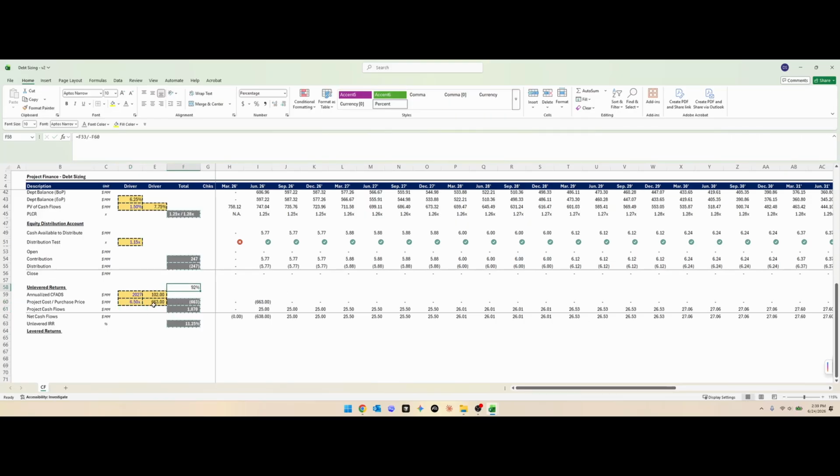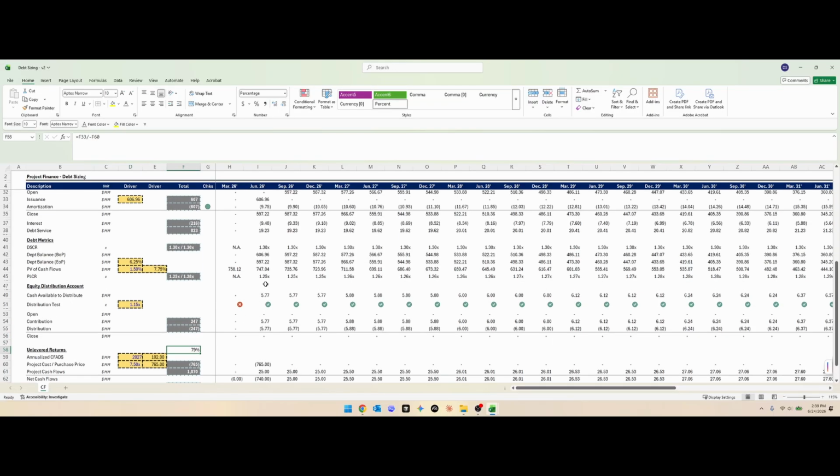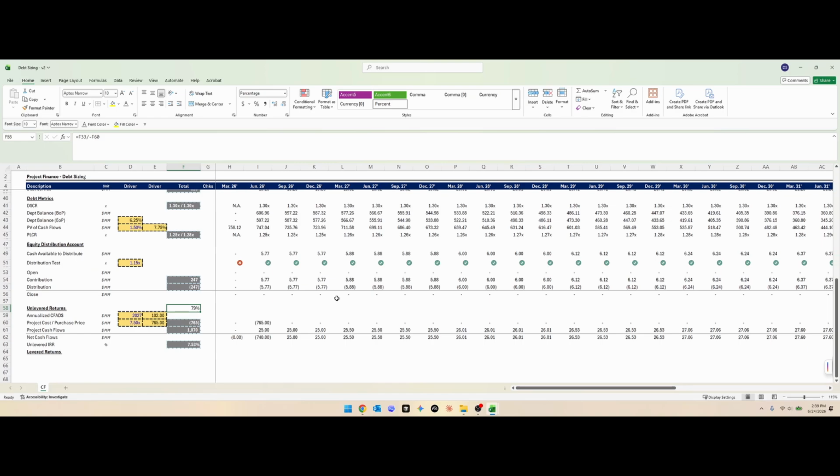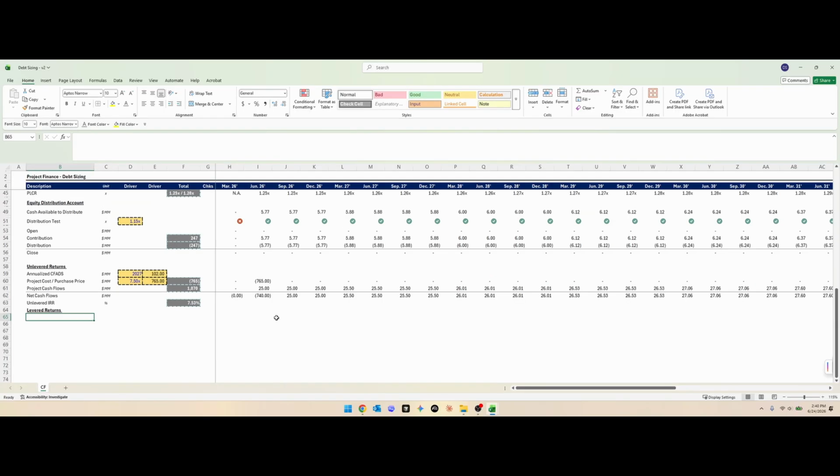But we're not going to lever this more than 80%. It's hard to find in the market. Some sponsors are able to do it, but it's quite aggressive, and eventually will have an impact on your yield. So then we're going to go into levered returns.